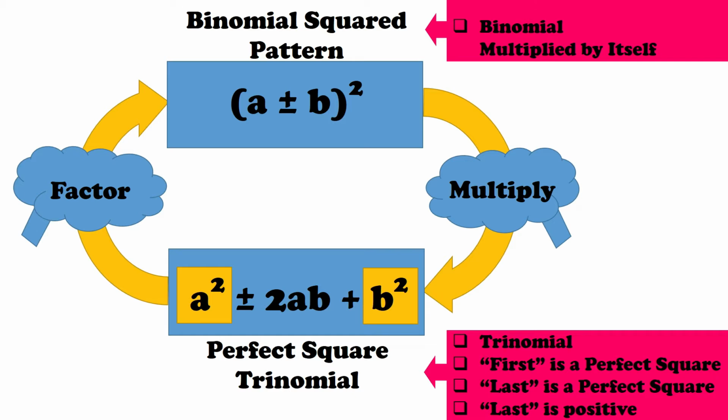And we're talking about how a perfect square trinomial is related to the binomial square pattern. The binomial square pattern is when a binomial is being multiplied by itself. Now, the important thing to learn today is that if you take a binomial squared pattern and multiply it, the product will be a perfect square trinomial. And then today's lesson is if you have a perfect square trinomial and you factor it, you will have a binomial squared for your answer.